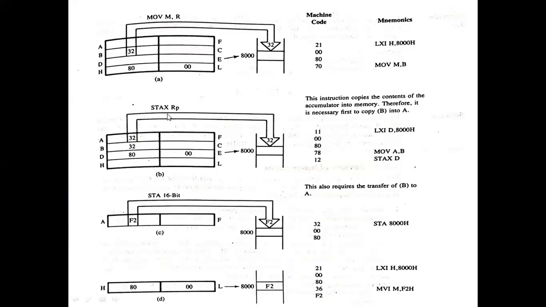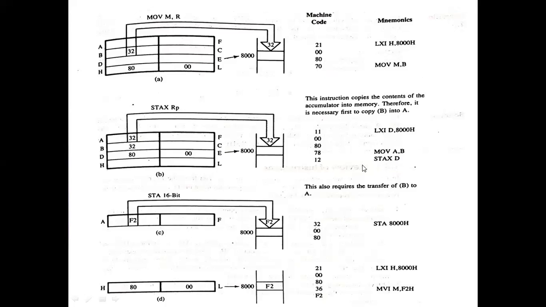Next is storing the data from the accumulator to the memory, but using indirect addressing, that is STAX RP. Before we use STAX RP, the register pair must be loaded with a memory address by LXI D, 8000. It is going to store the content of the accumulator into the memory whose address is defined in the register pair. If I say STAX D, it means we want to copy the content of the accumulator into the memory whose address is defined in the DE pair.